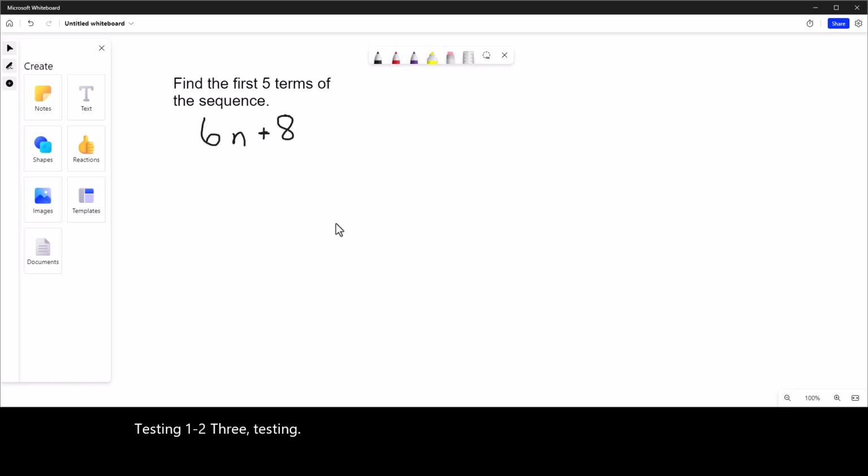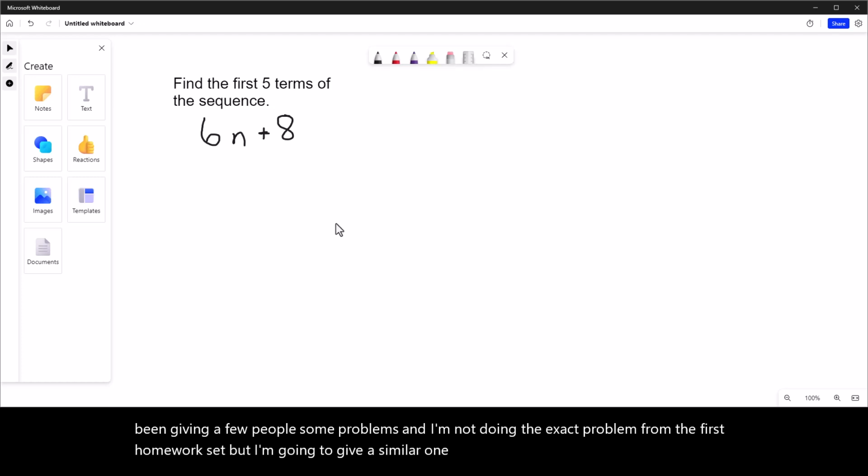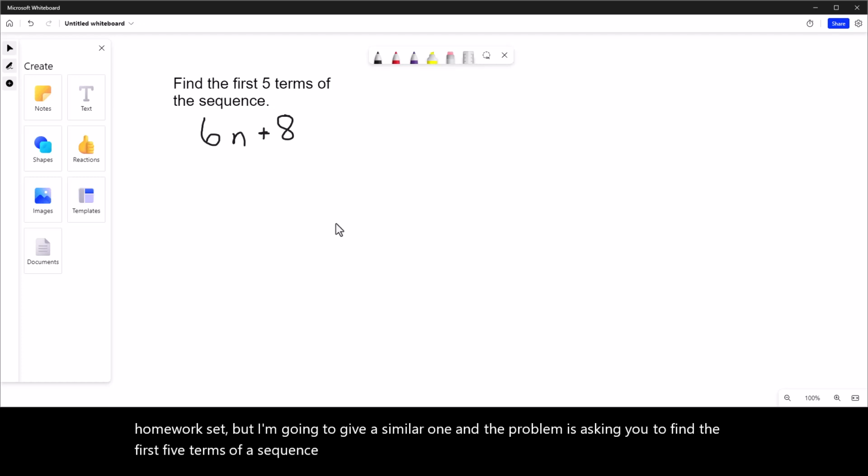Hi everybody, in this video I want to just go over one of the homework problems that has been giving a few people some problems. I'm not doing the exact problem from the first homework set, but I'm going to give a similar one. The problem is asking you to find the first 5 terms of a sequence, and it looks something like this, something involving n.